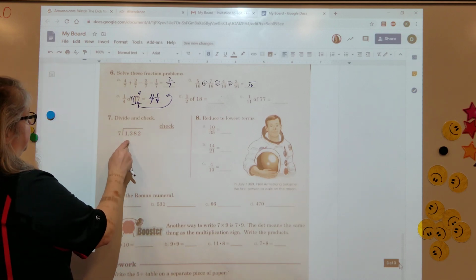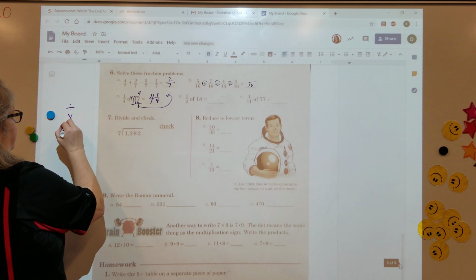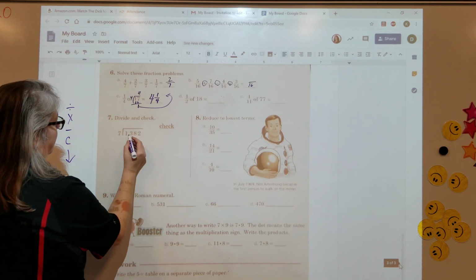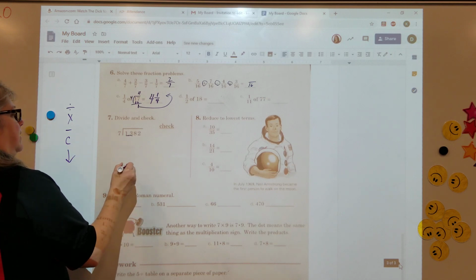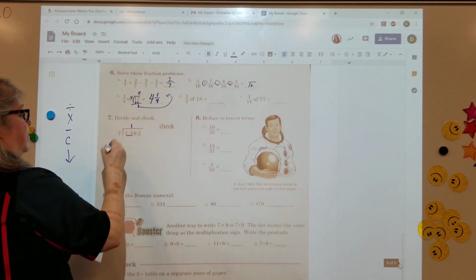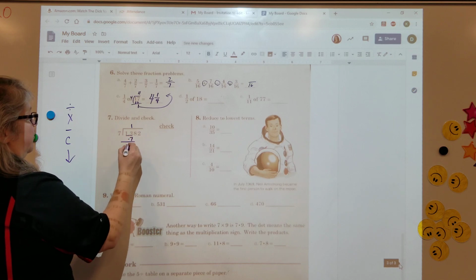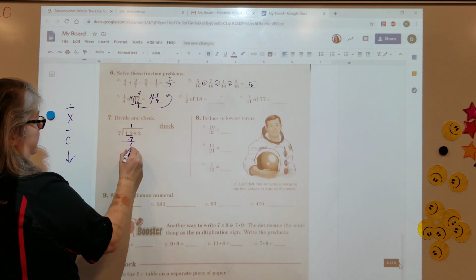I am going to do this one with you. Divide, multiply, subtract, compare, and bring down. 7 will not go into 1, so we're going to go right into 13. 7 will only go one time because 2 times 7 is 14, and 14 is too big. So 13 minus 7, subtract, is 6.